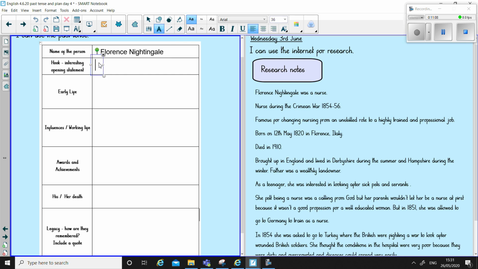Interesting hook. You've got to think, what's the most interesting thing about your person? It's interesting that she was a nurse, but why was she important? Why bother with her as a nurse over anybody else? And I think for me, it's the fact that she changed the face of nursing. I discovered that her father didn't want her to be a nurse, didn't think it was a very good profession, and so she worked and worked and worked at it, and she changed the face of nursing. She nursed many, many soldiers in these terrible conditions in the Crimean War, and that's why we remember her.